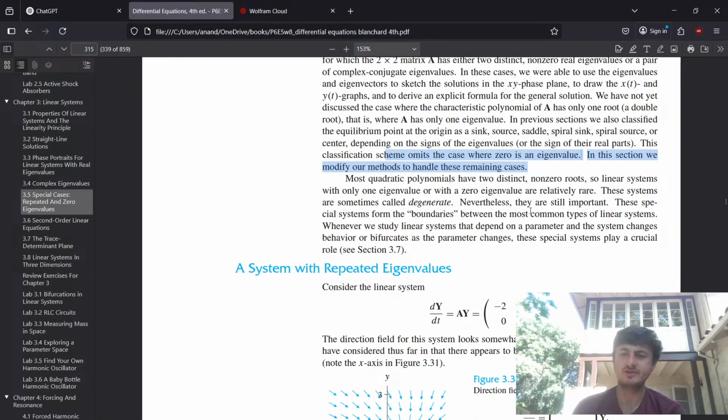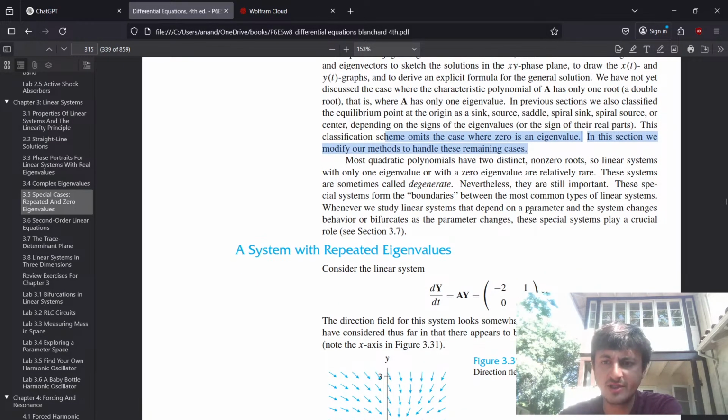Most quadratic polynomials have two distinct non-zero roots, so linear systems with only one eigenvalue or with a 0 eigenvalue are relatively rare. These systems are sometimes called degenerate. Nevertheless, they are still important. These special systems form the boundaries between the most common types of linear systems. Whenever we study linear systems that depend on a parameter, and the system changes behavior or bifurcates as the parameter changes, these special systems play a crucial role.